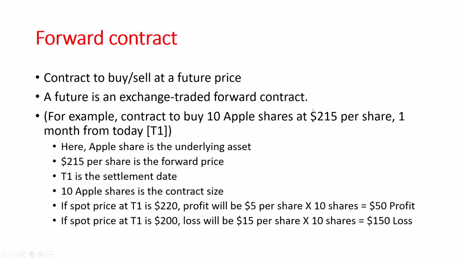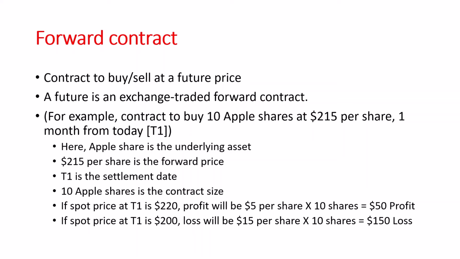Now let's see an example of a forward contract. For example, if you enter into a contract to buy 10 Apple shares at $215 per share 1 month from today, and we are denoting 1 month from today as T1. Now, this is the example. The example is you have contracted today to buy 10 Apple shares at $215 per share 1 month from today.